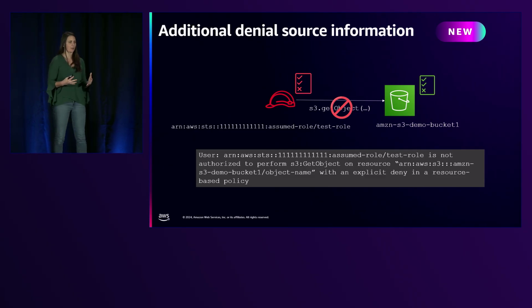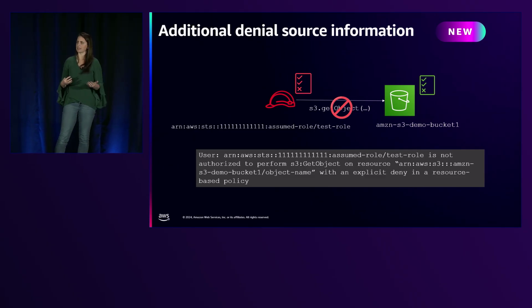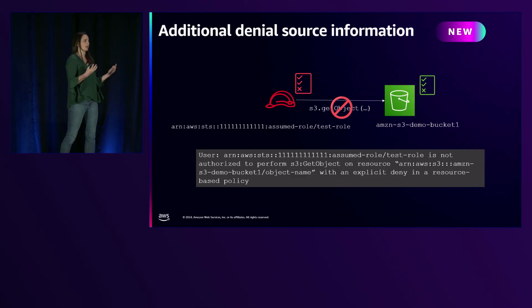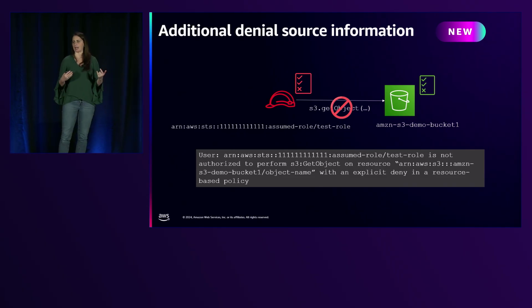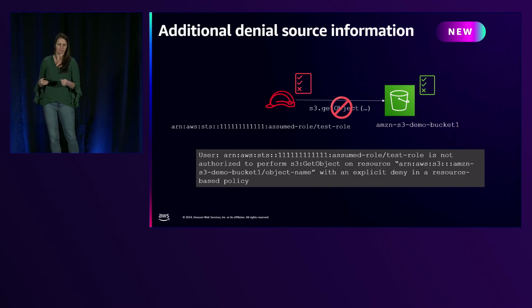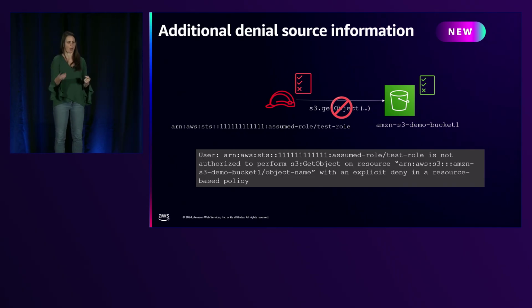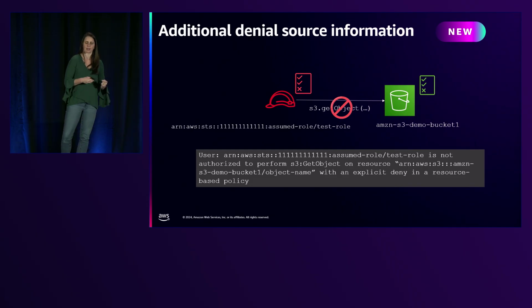Here in this example, we have an explicit deny, which means that there is a deny statement that applies to this role that's preventing access. An implicit deny would mean that there's a lack of an allow statement. And here we're saying it's a resource-based policy, in this example, a messed up bucket policy.